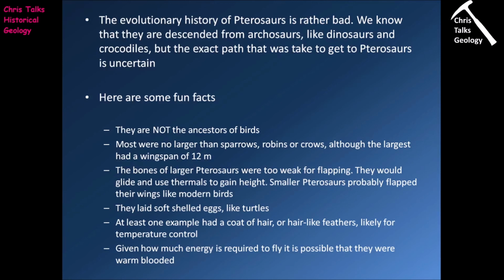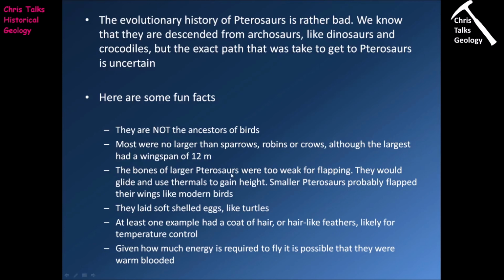So here are a few fun facts about the pterosaurs. Number one, they are not the ancestors of birds. The vast majority of them were no larger than sparrows, robins, crows, that kind of size. They were pretty small, although the largest one had a wingspan of about 12 meters. These smaller pterosaurs would have been able to operate like birds, flapping their wings in order to achieve lift.